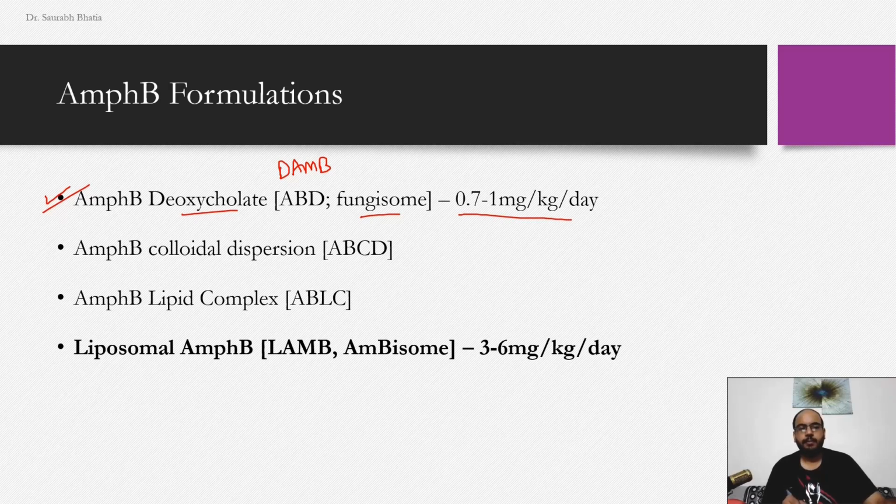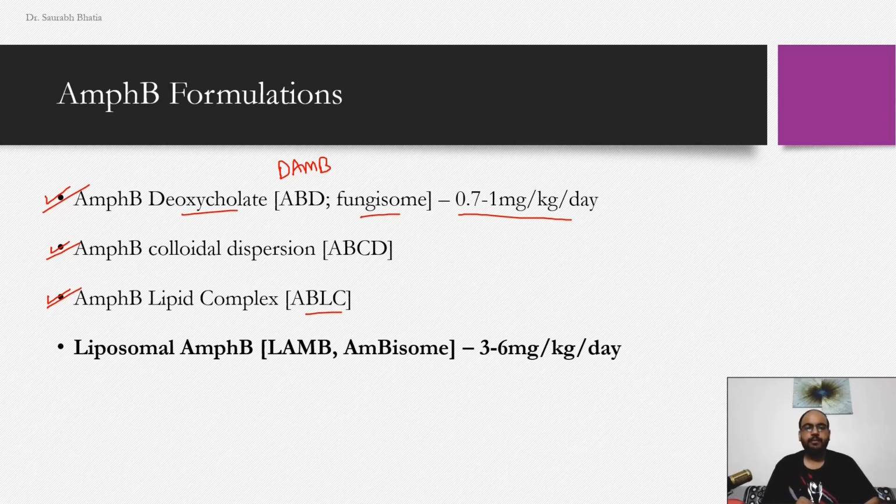You have ABCD. ABCD is amphotericin B colloidal dispersion. Remember that amphotericin B is not water soluble. You have to disperse it into a non-polar media. Because of that, you create a dispersion of the amphotericin B molecule in a substance, and that is known as ABCD, or amphotericin B colloidal dispersion. You can also have amphotericin B as a complex with a lipid molecule, then it becomes ABLC, amphotericin B lipid complex.